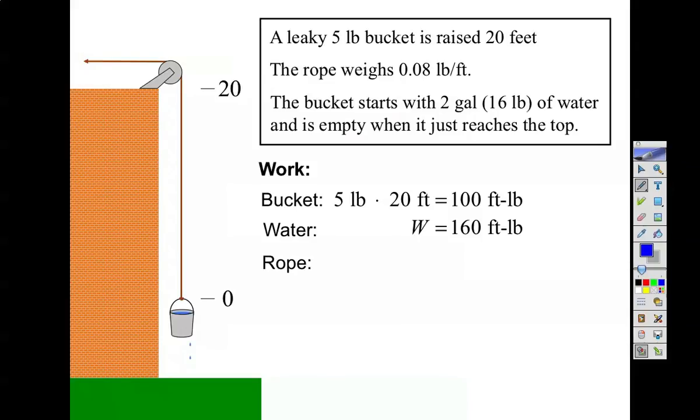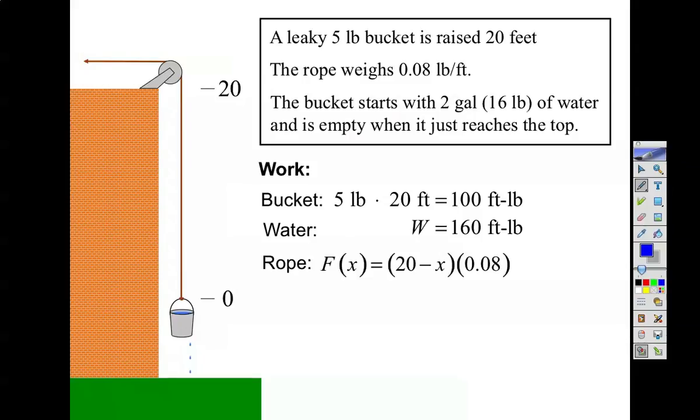All right, we've now got the rope. Well, the rope is the same kind of thing. We start out with a certain weight of rope, and we're going to lose 0.08 pounds every foot. So what would the equation for the rope be? It wouldn't be 20, because 20 is feet. We want pounds. How much rope do we have when it's all the way out? Well, it'd be 20 feet times 0.08 pounds per foot.